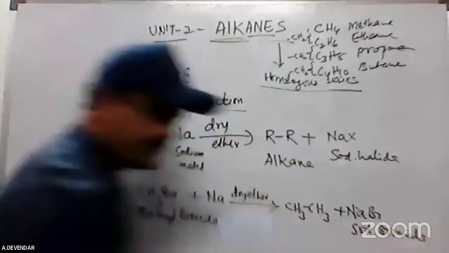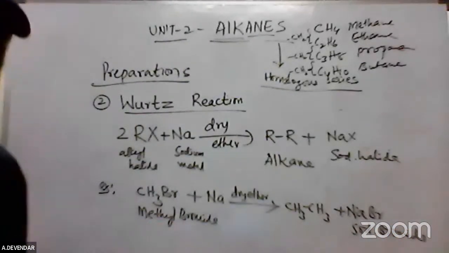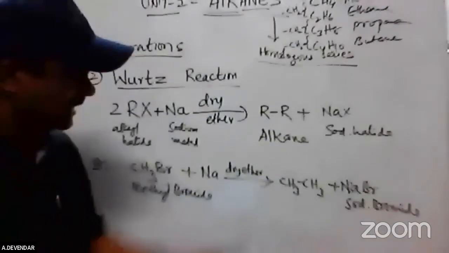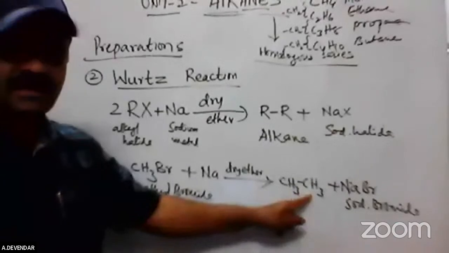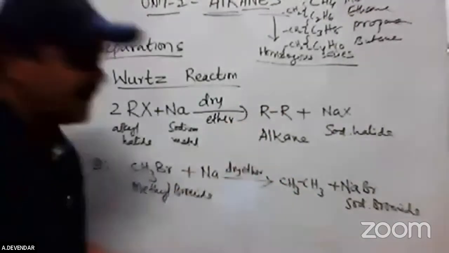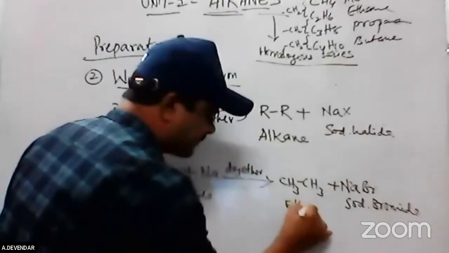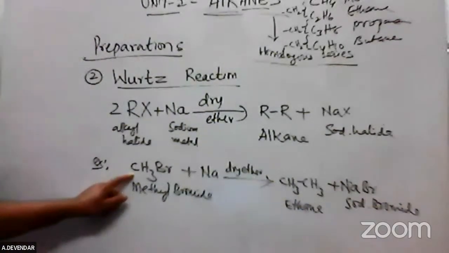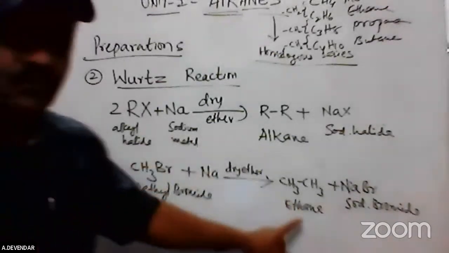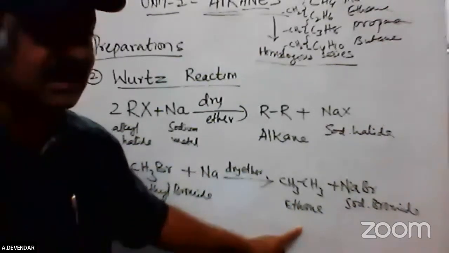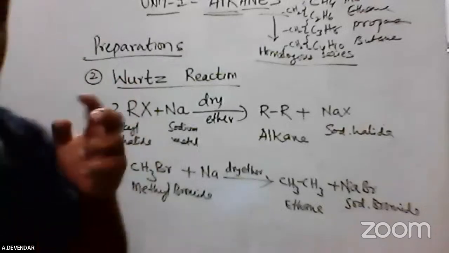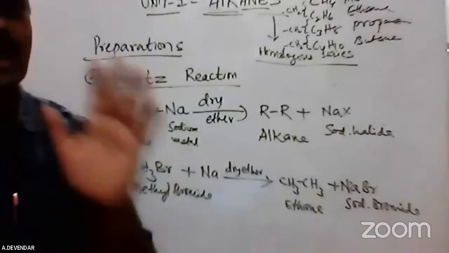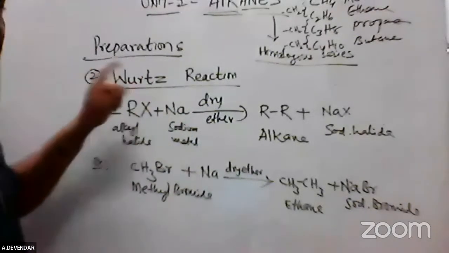What is the compound name? According to our nomenclature, the number of carbons, root word is 2, it is saturated, primary suffix is ane, so it is ethane. See friends, you have taken a methyl, single carbon, and you get ethane, a double. In this Wurtz reaction we get double compounds, not a single one. Odd number hydrocarbons are not prepared by means of Wurtz reaction.